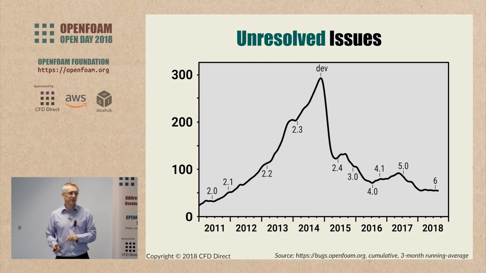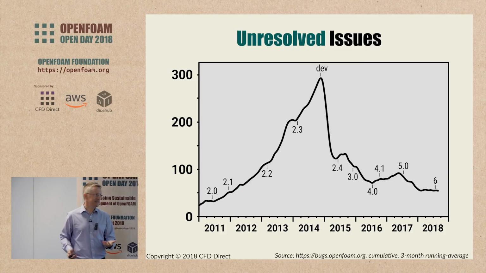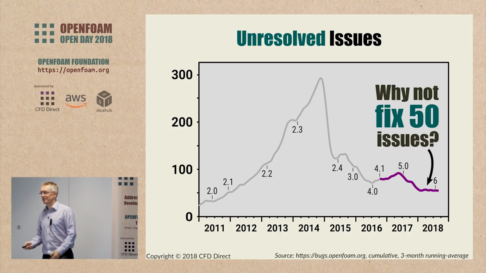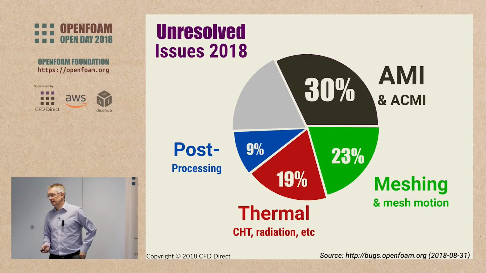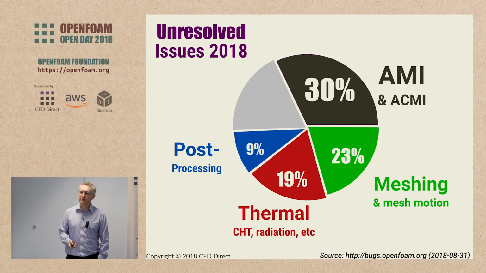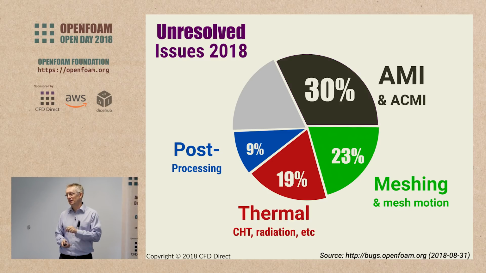Let's go back to unresolved issues. There's a question that hasn't been answered here. Why don't we just fix those 50 issues? It seems easy enough. To get to the heart of that question, you've got to analyze things a little bit further and say, what precisely do those 50 issues involve?